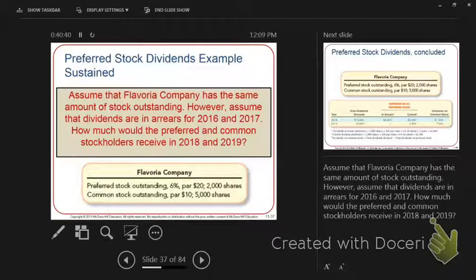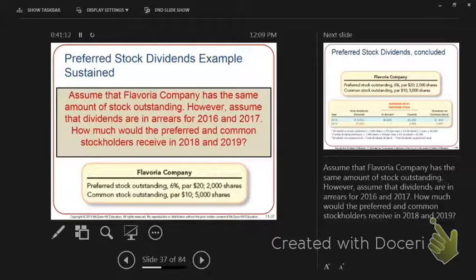This one's current. We're going to make it cumulative. How would I change it? What does dividends in arrears mean? You get dividends from the past. So what years am I going to get dividends from the past? 16 and 17. What year are they going to be paid in? 18. Okay. So in 18, how much am I going to get paid?